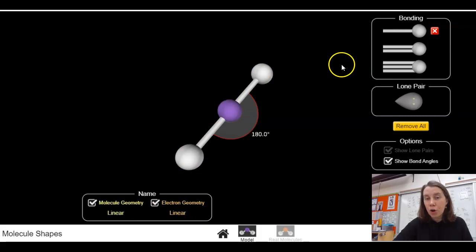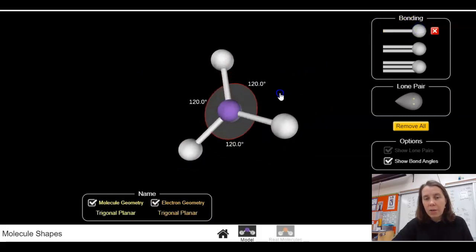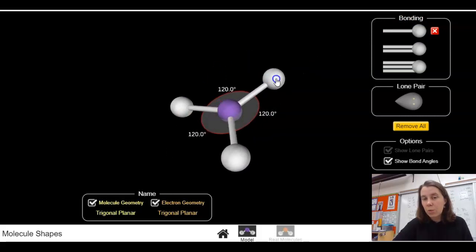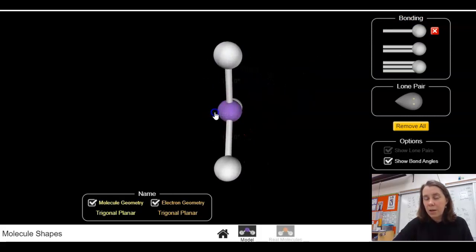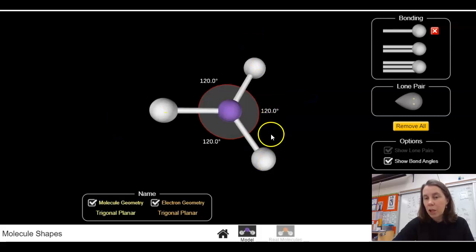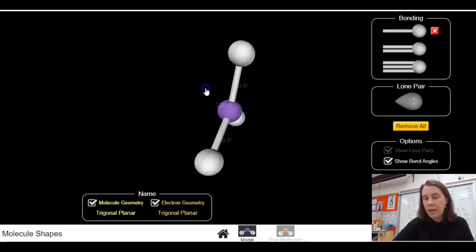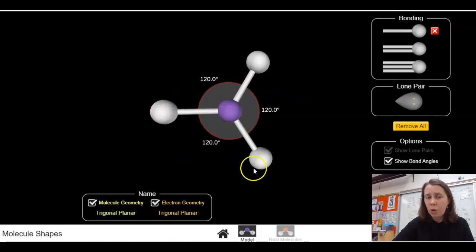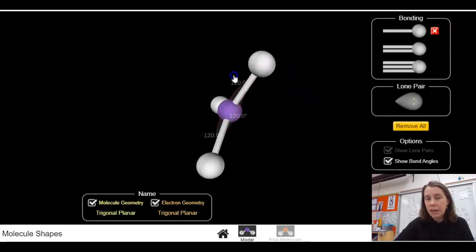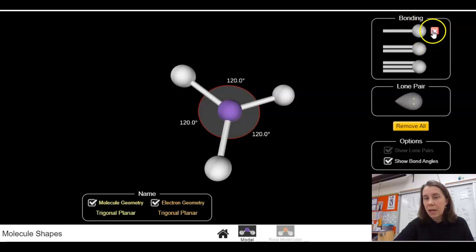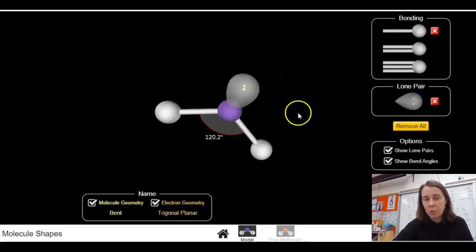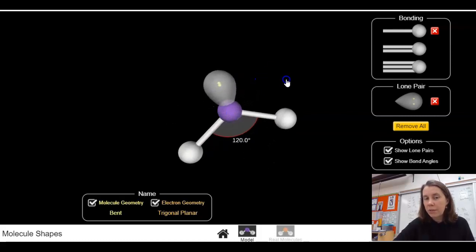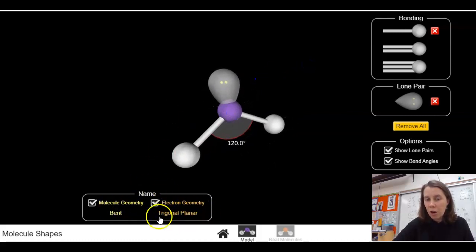Okay. If we add a third thing, now the farthest apart those 3 things can get is 120 degrees. But you can see it's still flat. Okay. So it basically makes like a triangle, but all of the atoms are in the same plane, and they're all 120 degrees apart. Okay, if one of those things is a lone pair instead of a bond, so if we take a bond away and put in a lone pair instead, we still get a bond angle of 120 degrees, and our electron geometry is still trigonal planar. Trigonal meaning it's all in a triangle, and planar meaning it's all in the same plane.